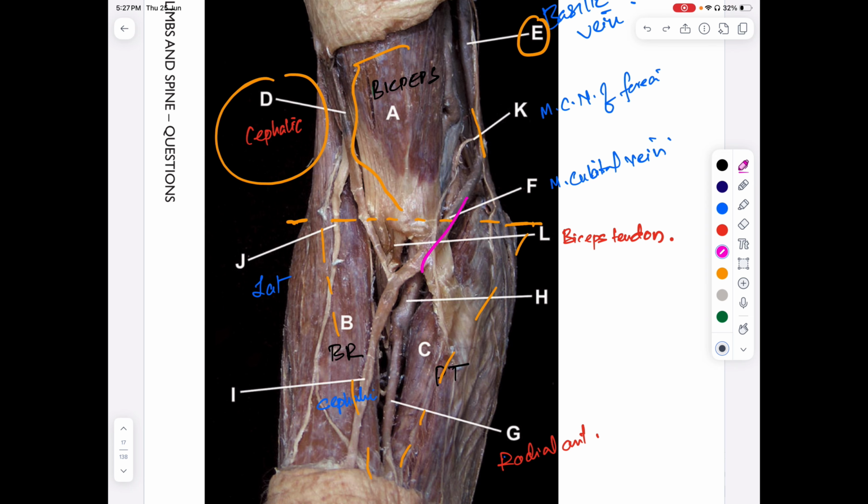Then H is the brachial artery. This one is the brachial artery, and it divides further into the radial and ulnar arteries. So this one is a radial artery. So these are the structures. Now there are cutaneous nerves. This one is the lateral cutaneous nerve and this one is the medial cutaneous nerve. So there are two nerves, lateral and medial cutaneous nerves. This one is the medial cutaneous nerve. This one is the lateral cutaneous nerve.